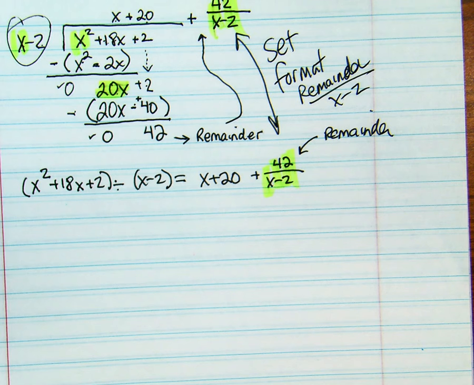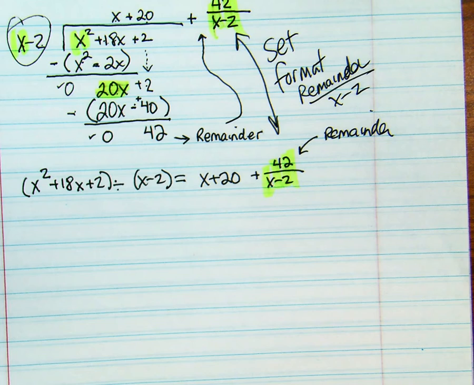Because, yes, you're going to get remainders. Not, as you've found out in your life, not everything works out nice and neat, right? So occasionally, when you divide polynomials, you'll get remainders. Just make sure you put things in the proper format.